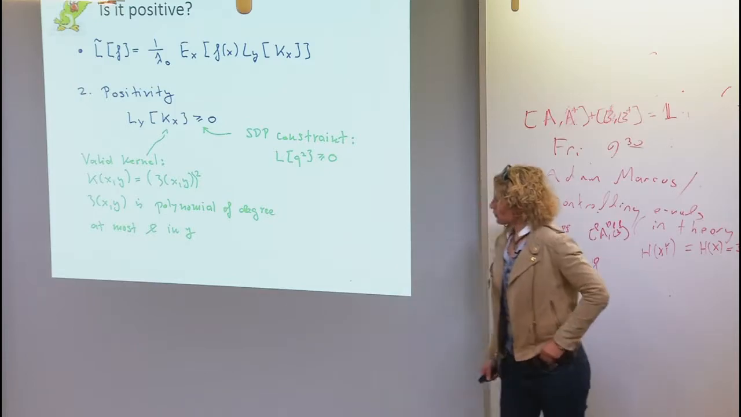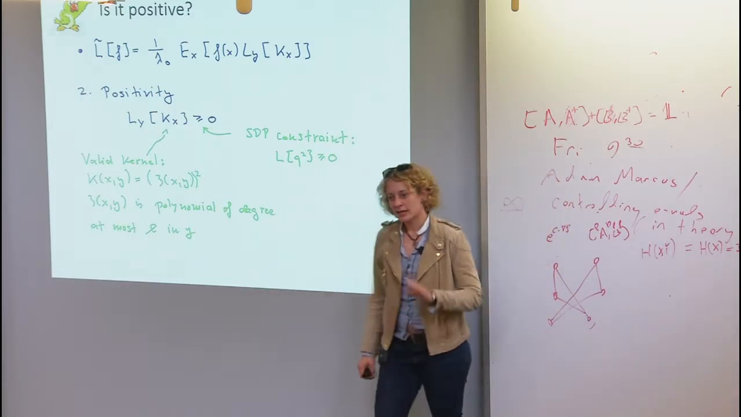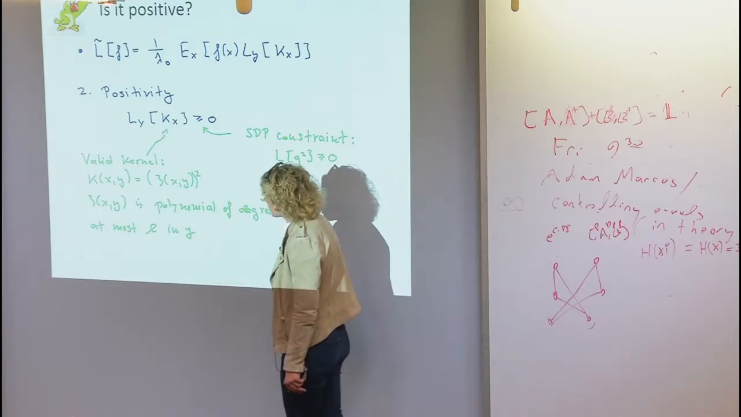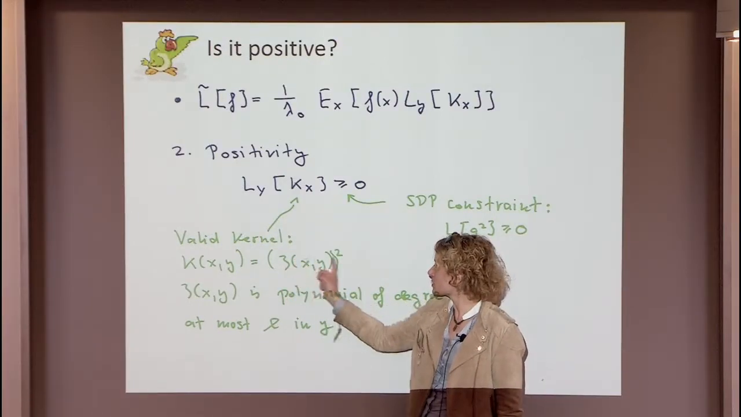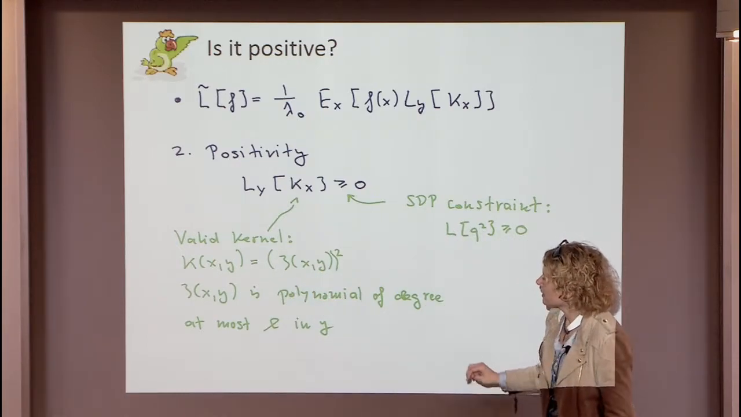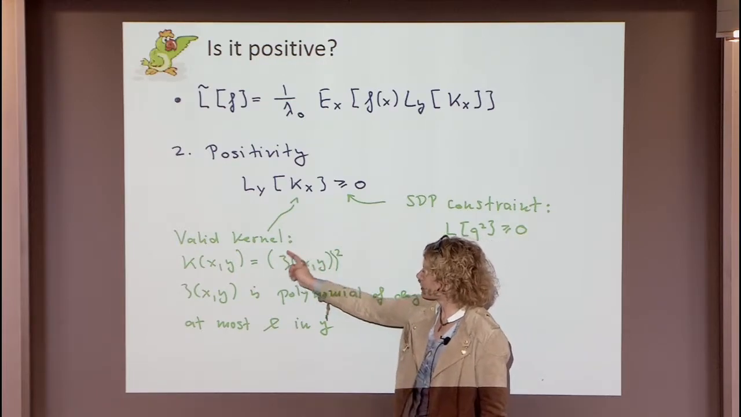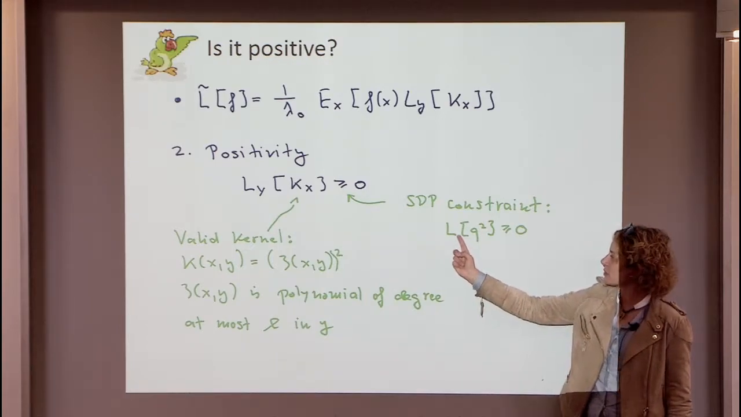So the second thing that we want to check is, is it positive? To ensure that it's positive, let's remember a nice property that we had for a valid kernel. Namely, the valid kernel was a square of some function zeta(x, y), such that this here was a polynomial of degree at most L in y.